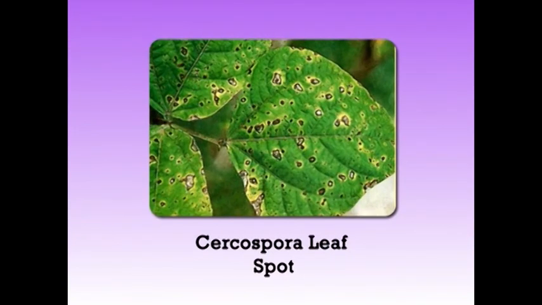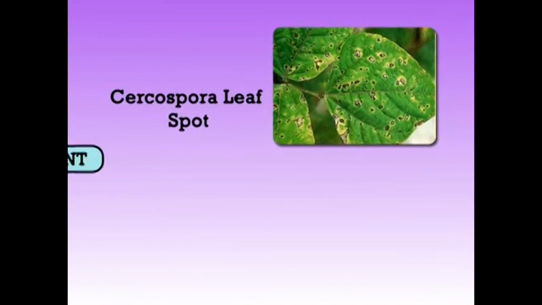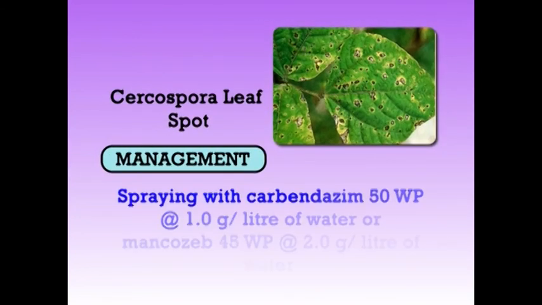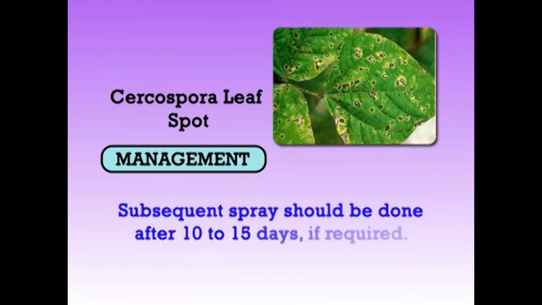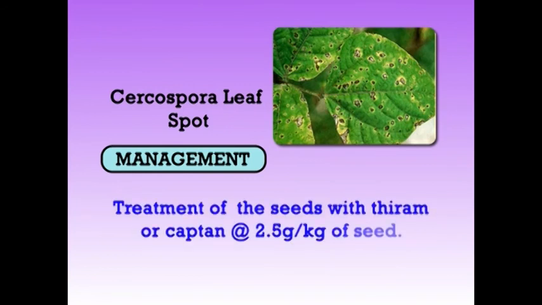Next is Cercospora leaf spot. This can be managed by spraying with carbendazim 50 WP at the rate of 1 gram per liter of water or mancozeb 45 WP at the rate of 2 gram per liter of water. Subsequent spray should be done after 10 to 15 days if required. Treatment of the seed with Thiram or Captan at the rate of 2.5 gram per kg of seed can also control the disease.